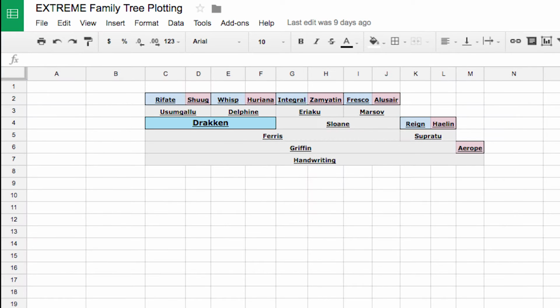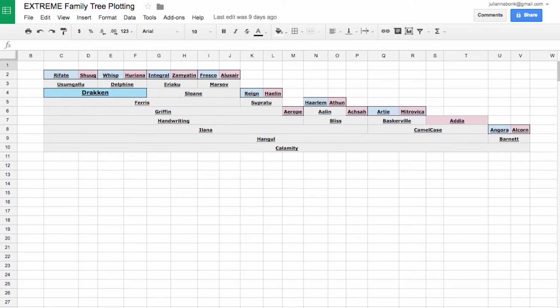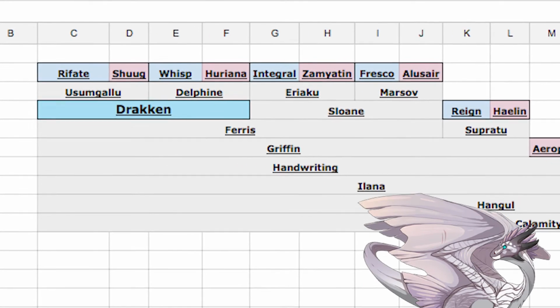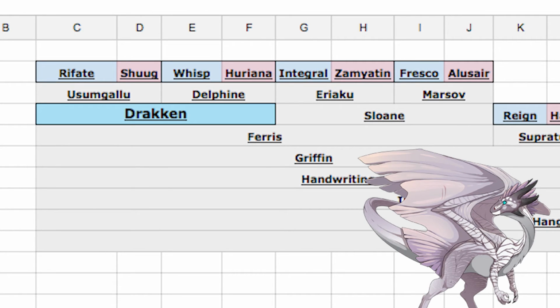Drakken had Ferris with a dragon named Sloan. For the sake of consistency, we should definitely put Sloan's parents on this family tree, right? With every generation, this thing gets more massive. The blue and pink dragons should be the ones who are the first generations in my lair. By the time we get to Griffin, he cannot breed with any of those 8 dragons on top. He's still too closely related.